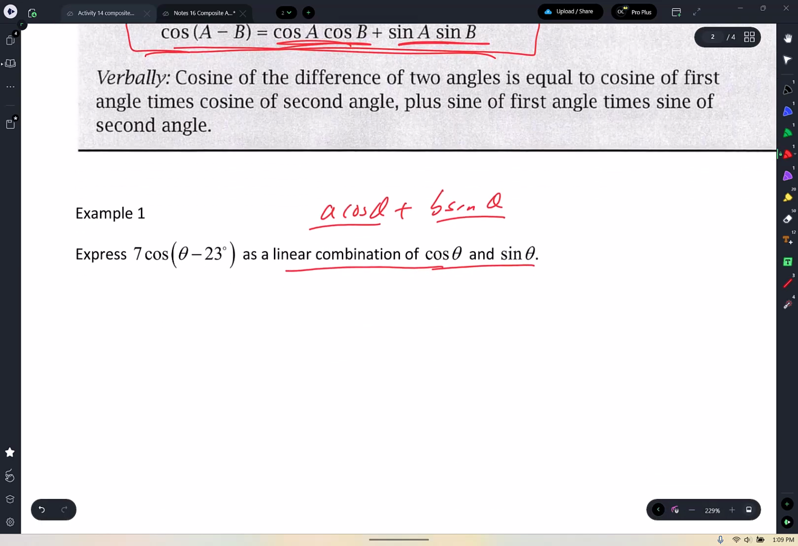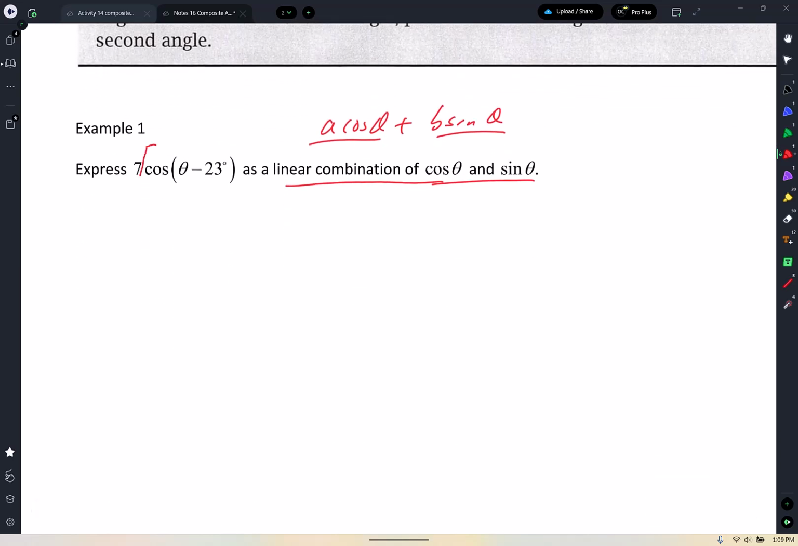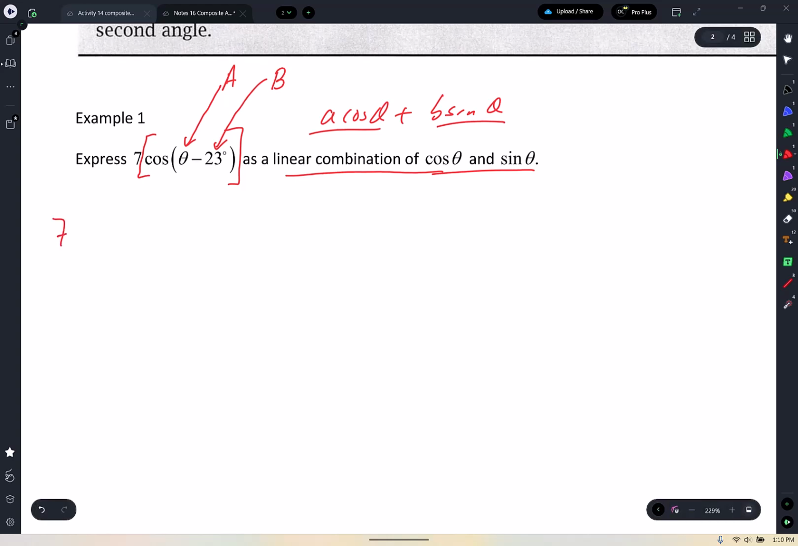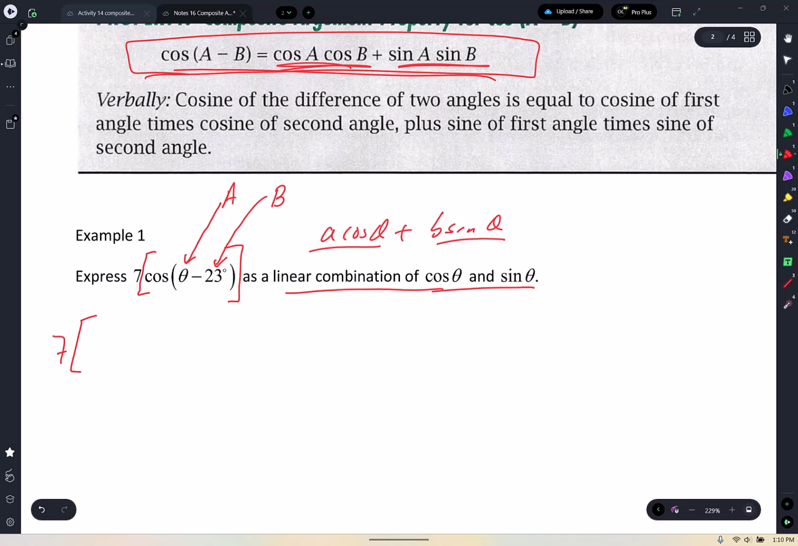So, Chop, I don't understand what you're talking about. Well, look at this. I'm going to put a bracket like this. And I'm going to put that theta to an A. And I'm going to put that 23 to a B. So here we go. 7 bracket. And all I care about is using this formula, guys. So that theta is like an A, that 23 is like a B. So I'm going to write, what am I going to write? You guys help me.